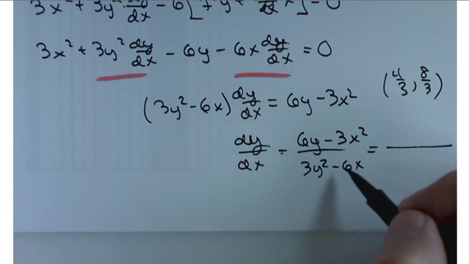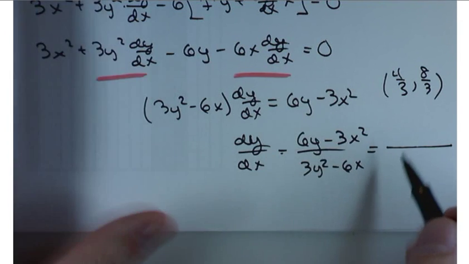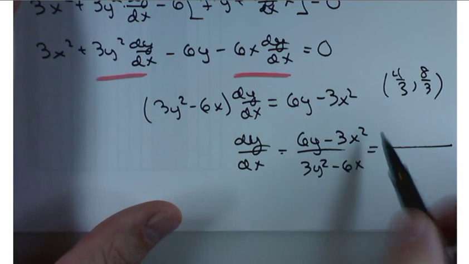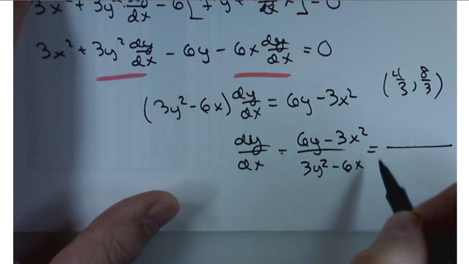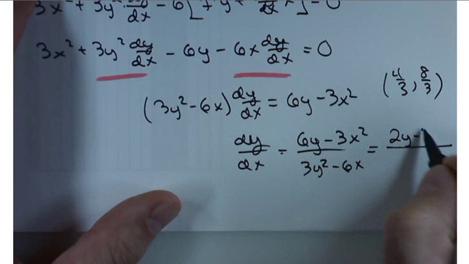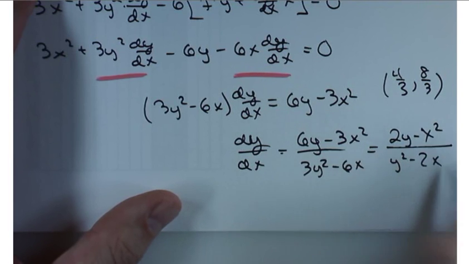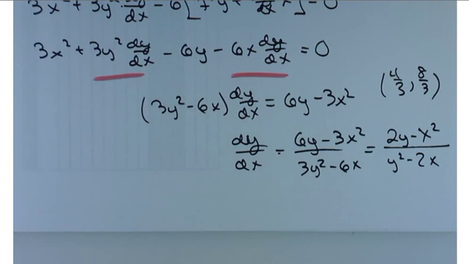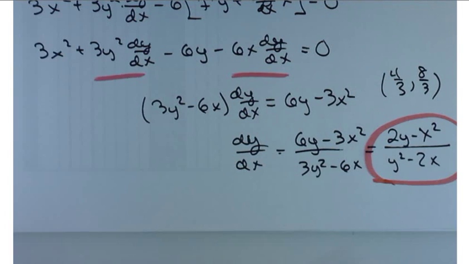You can't just cancel 3 into the 6 here, 3 into the 6 here. You really need to factor out the 3 and do the cancellation. Let's just divide everything here by 3. 2y minus x squared over y squared minus 2x. So that's about as simple as you're going to get for the form of the derivative. There's your dy by dx.